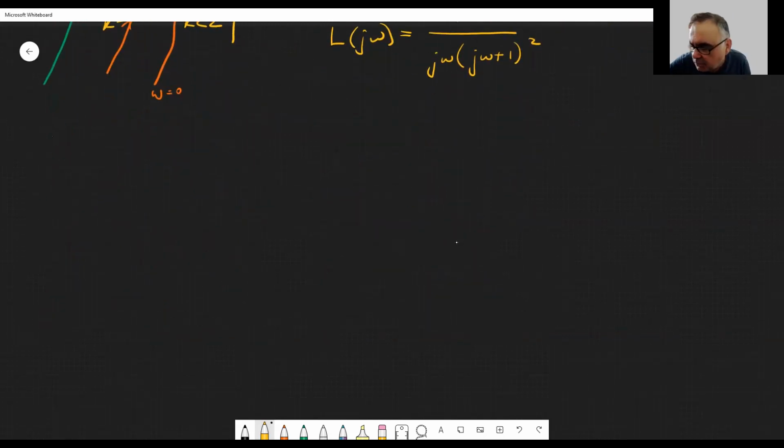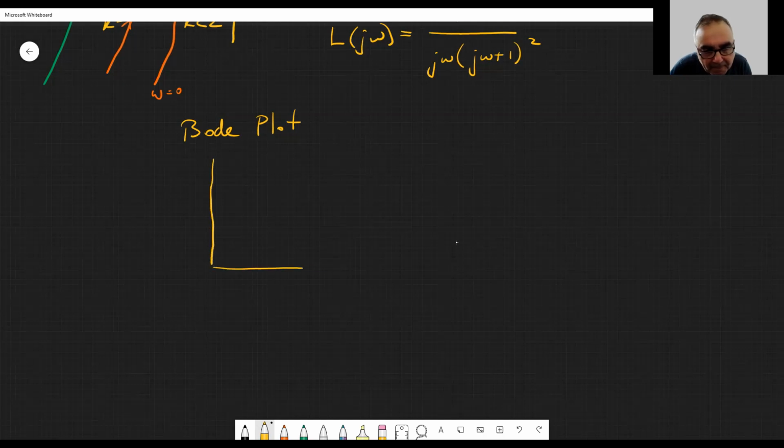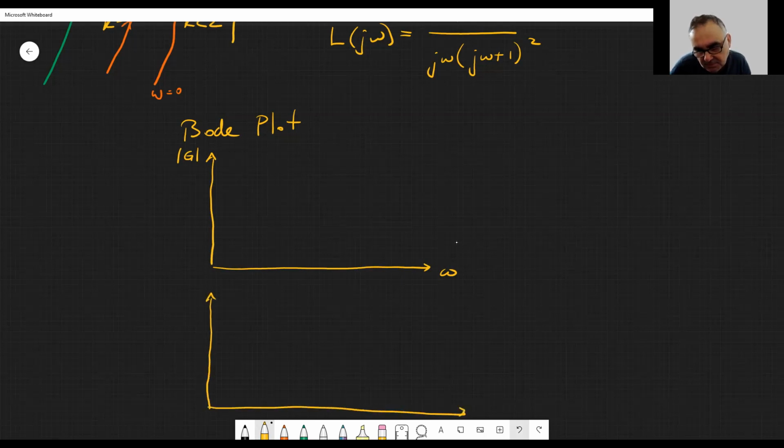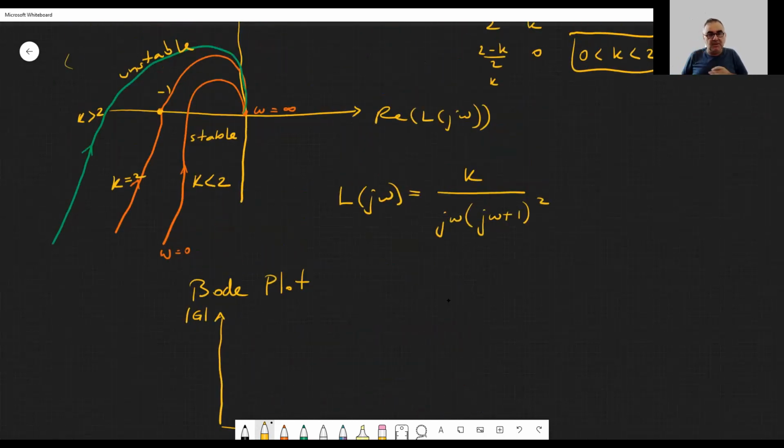So if you look at the Bode plot of the same system, this is the magnitude. This is the phase. We note something.